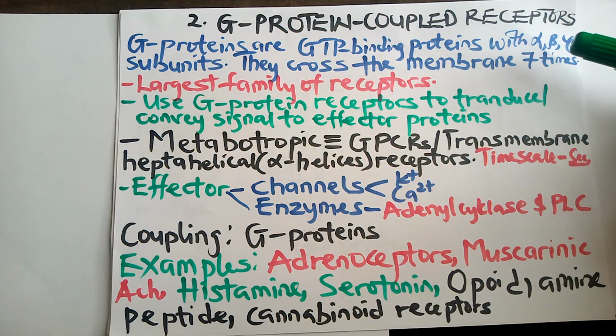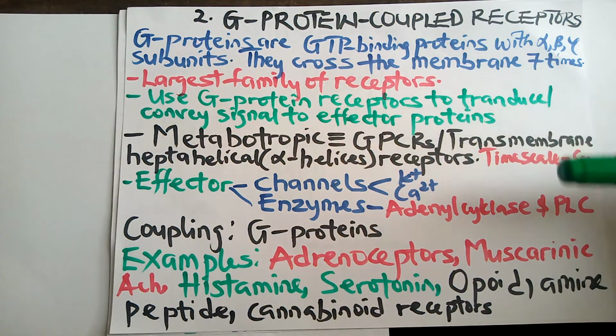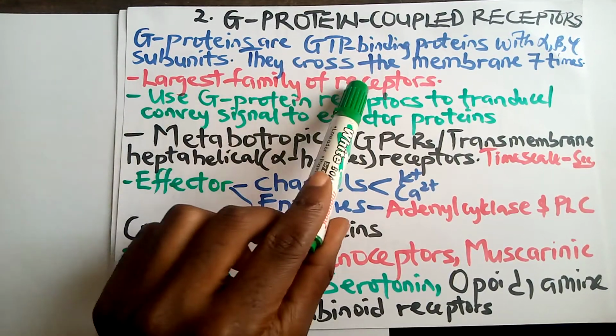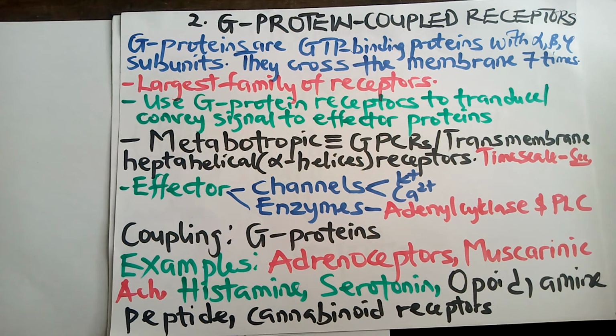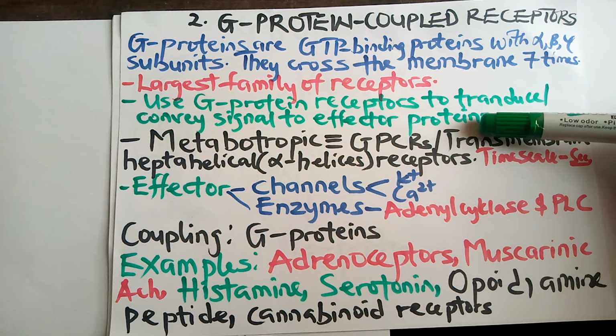G proteins usually cross the plasma membrane several times. Because they cross the plasma membrane 7 times, they are usually also called transmembrane proteins, because they actually traverse this plasma membrane 7 times. And they are usually the largest family of receptors. These receptors bind to G proteins and transduce the signal to the effector protein. So when they bind to G proteins, the G proteins carry the message to the effector proteins.